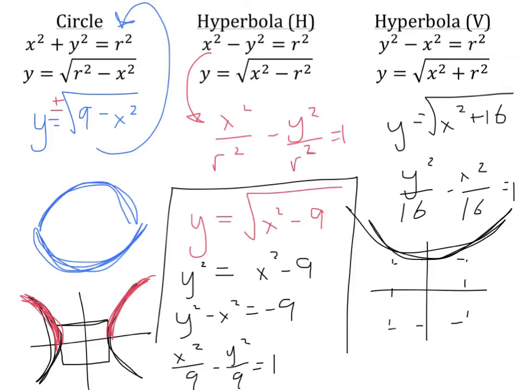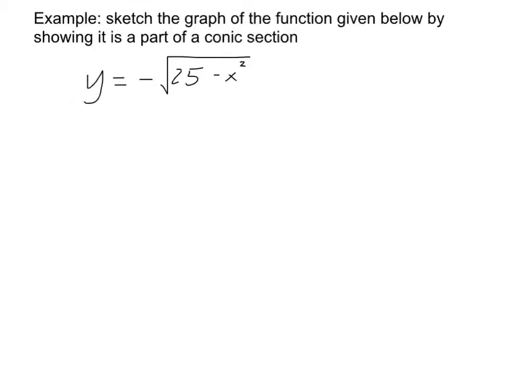So the short of it is, lots of times when you see these y equals square root of x squared style graphs, they came from conics. So let's look at a few examples of that. So here's my first one. Sketch the graph of the function given below by showing it as a part of a conic section.